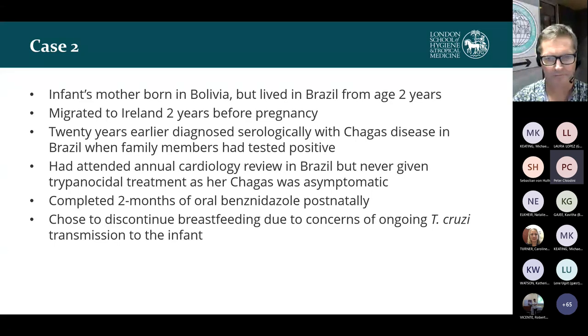Now, mum completed very nicely her 2 months of oral benznidazole postnatally. And then she chose to discontinue breastfeeding because she was worried about transmitting T. cruzi to the infant. That's not a concern. It's not transmitted in breast milk. So again, it's a case of engaging with mum. Next slide and final of my set.